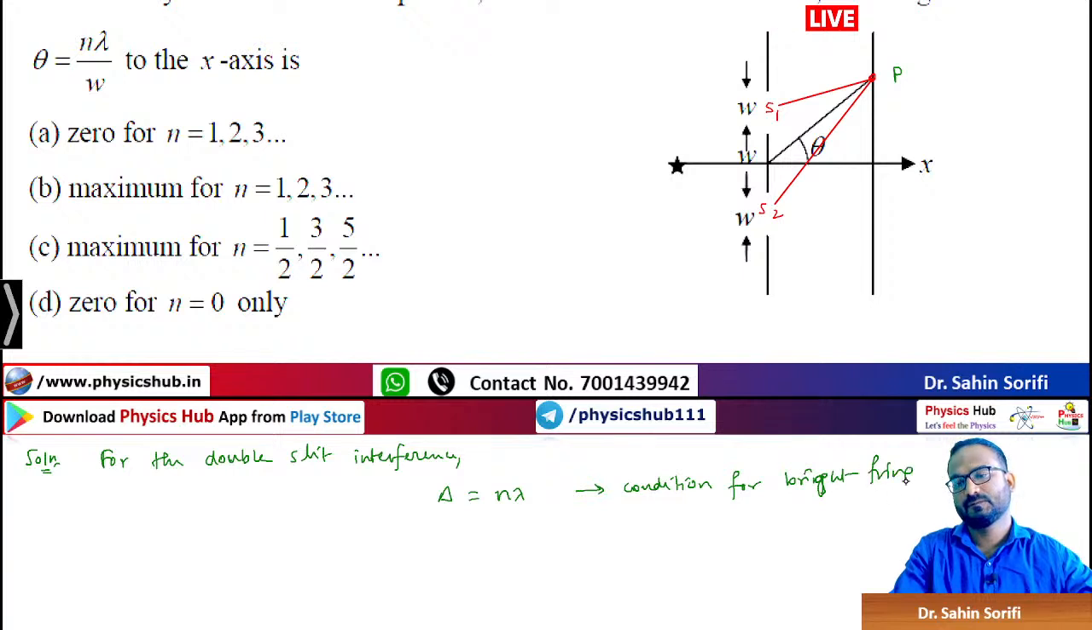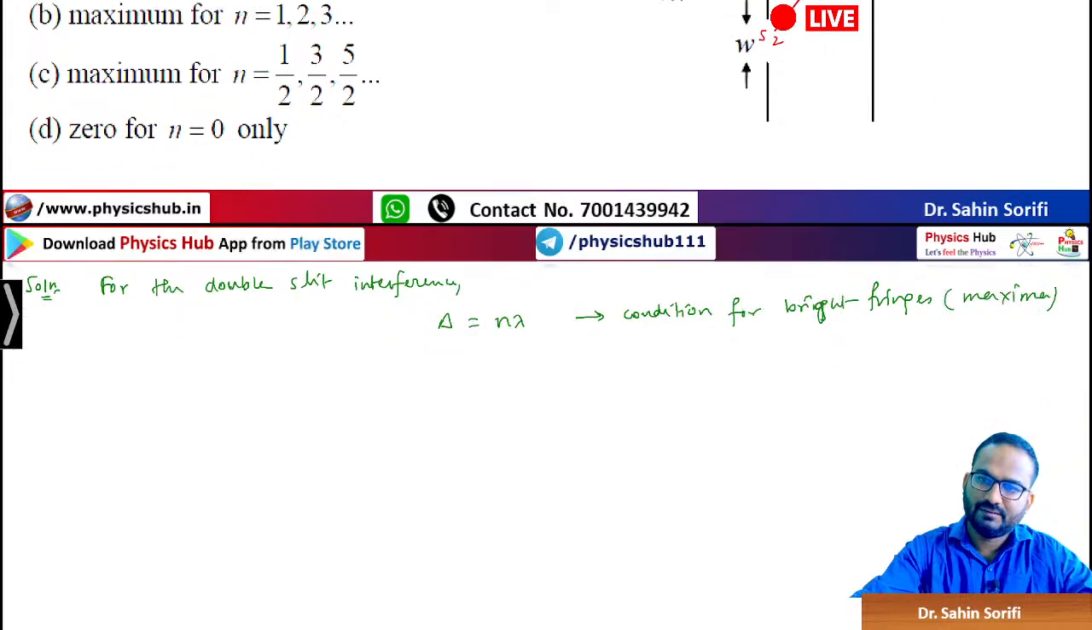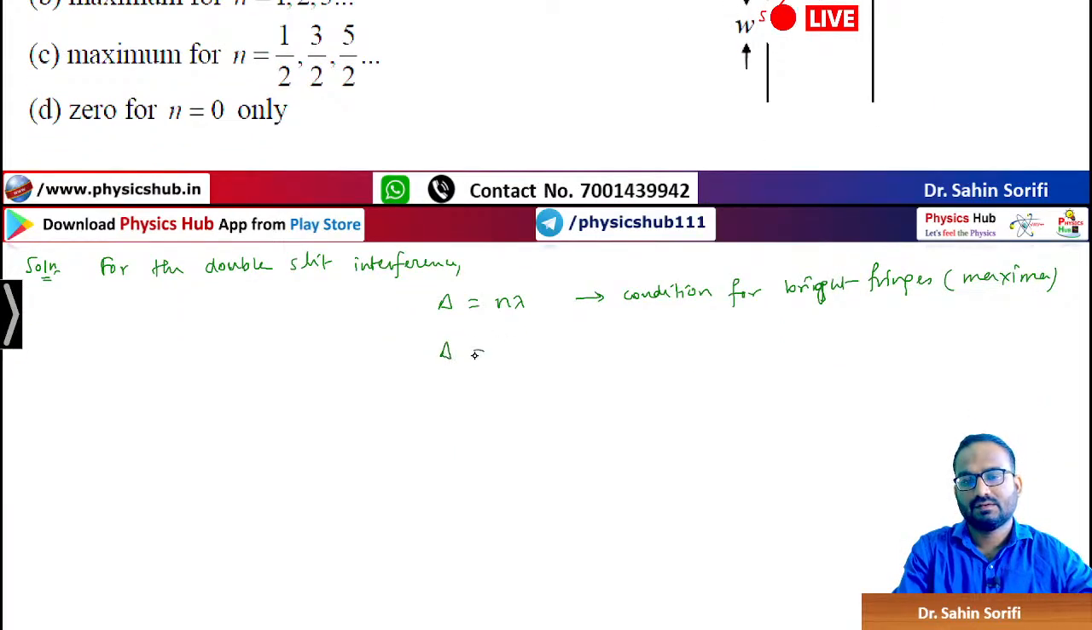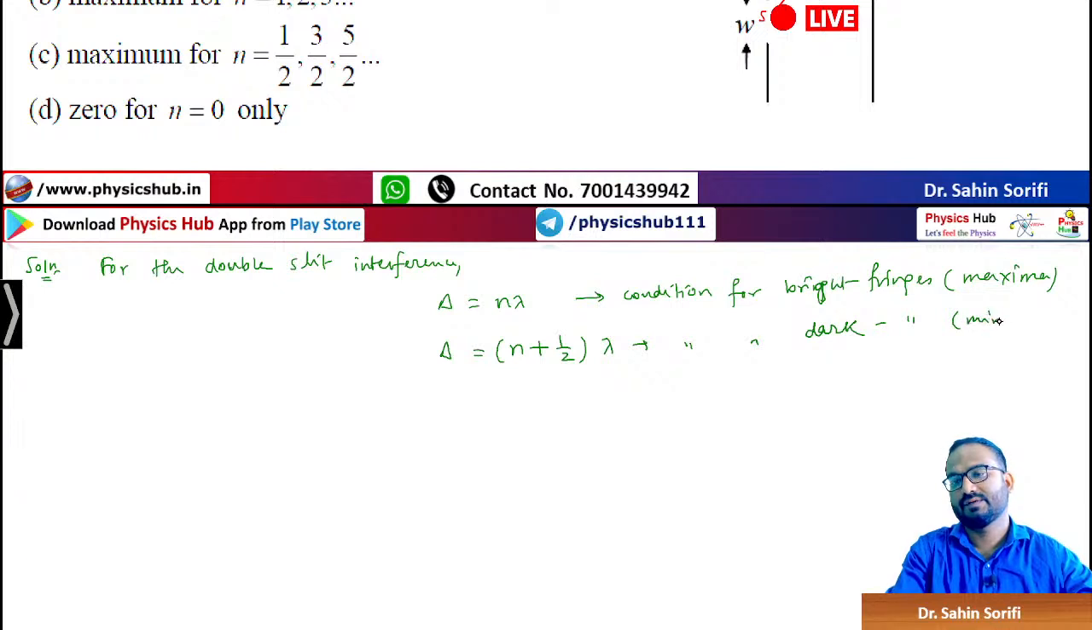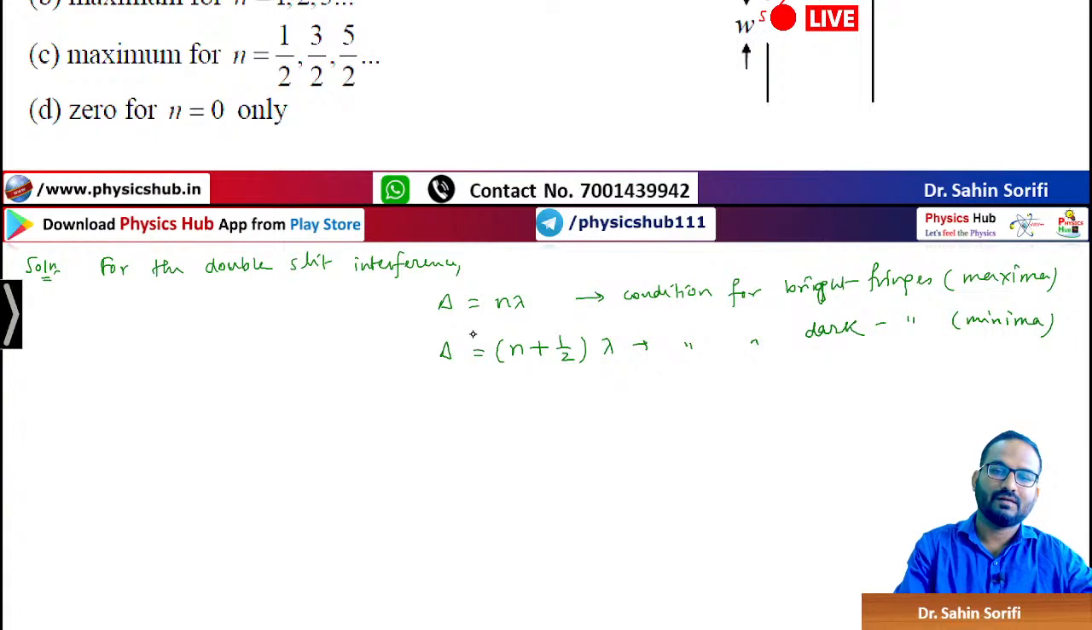Bright fringe or maxima. And when we have delta equal to the odd half integers, (n plus half) lambda, this is the condition for dark fringe or minima. This one you know, no issue in this. So for bright fringe, what should be the path difference? The path difference will be lambda, 2 lambda, 3 lambda, 4 lambda. For dark fringe, the path difference will be lambda by 2, 3 lambda by 2, 5 lambda by 2, and so on.